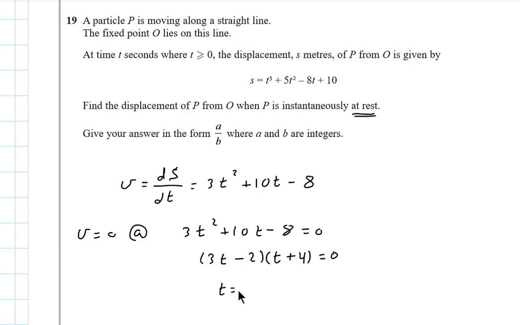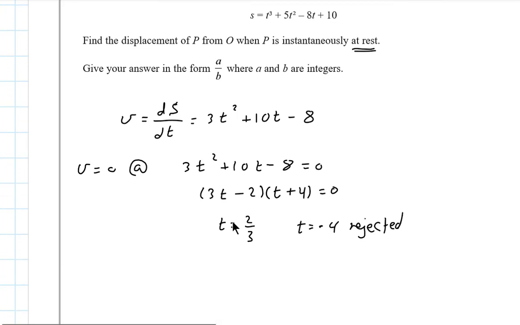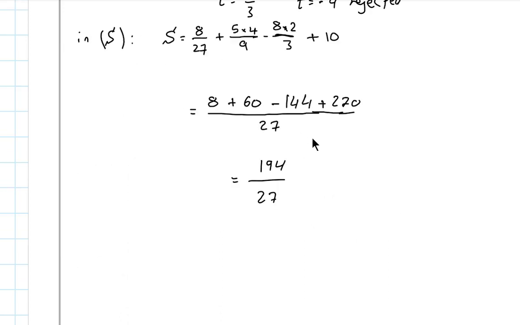And then t equals 2 over 3, and t equals negative 4 is rejected, of course, because we don't have negative time. So we will put this t in the equation of s here, and we have the answer, which will be 194 divided by 27.